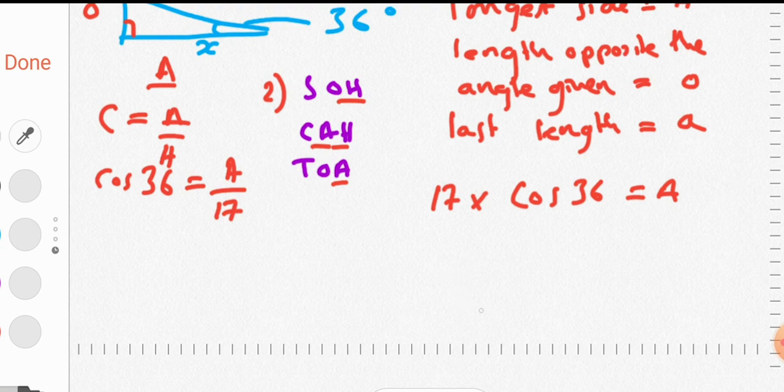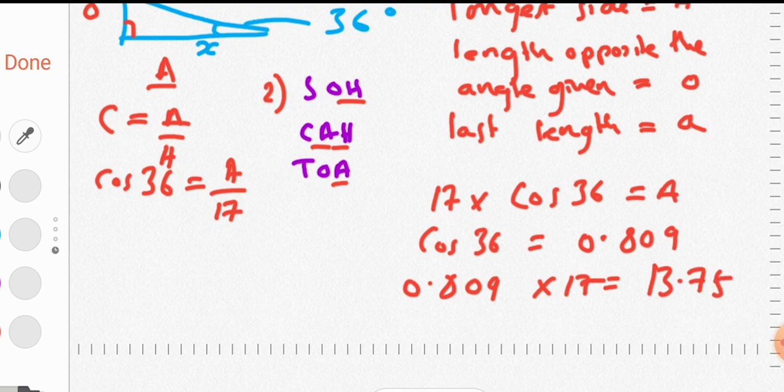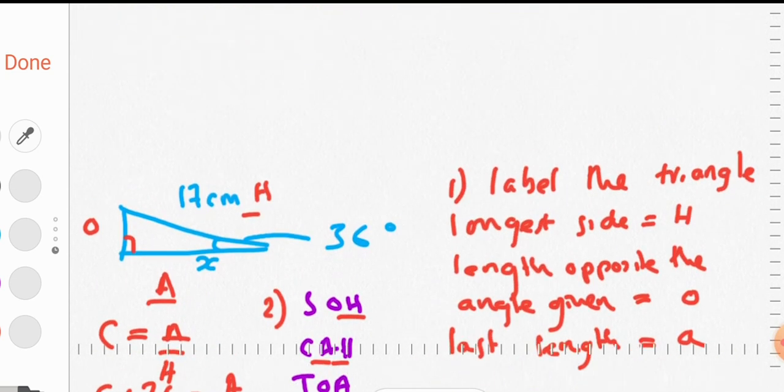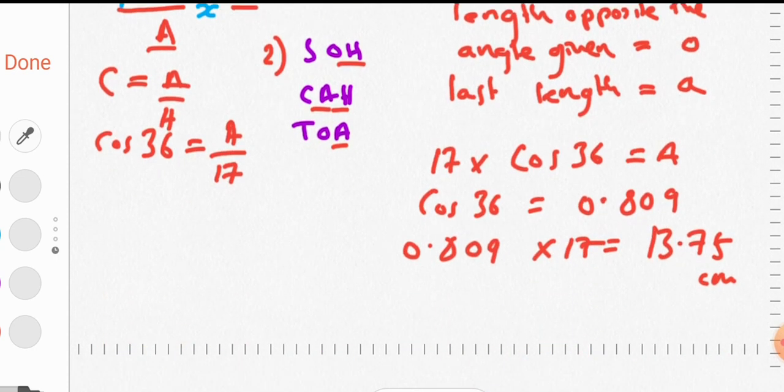And what do you get when you plug that into the calculator? So you're going to type cos 36 in the calculator so you don't get confused, and that equals 0.809. Then you want to do 0.809 times 17. That gives 13.75 centimeters, and that is the length. The 13.75 is that length there. That's it, we're done.